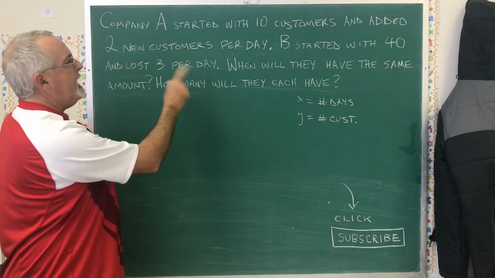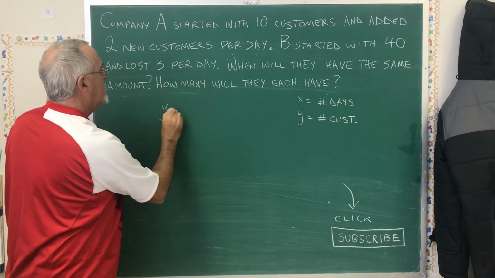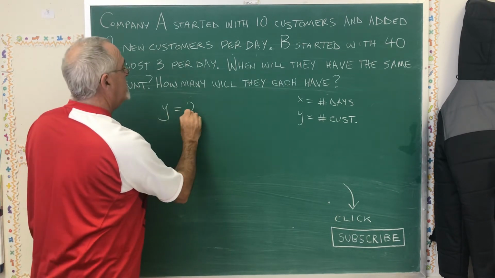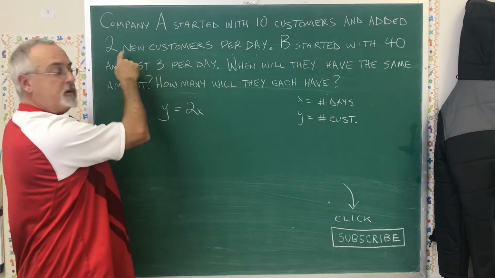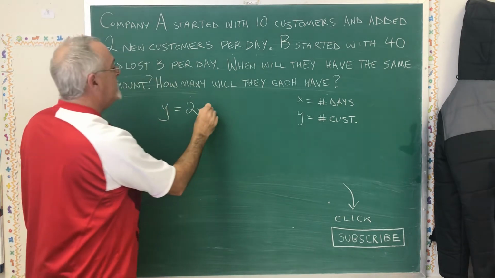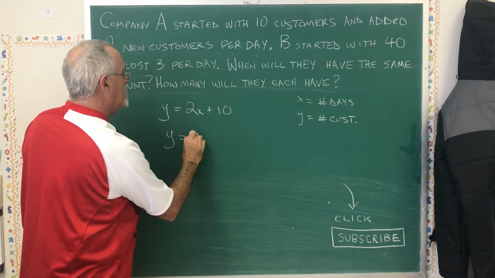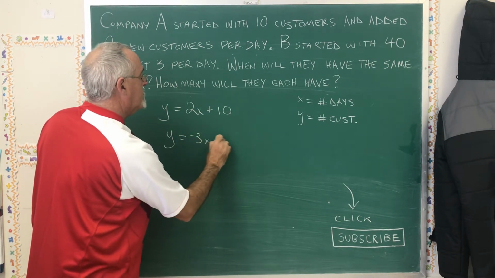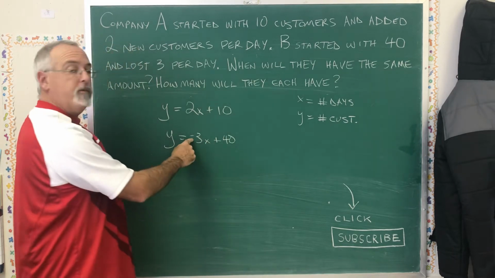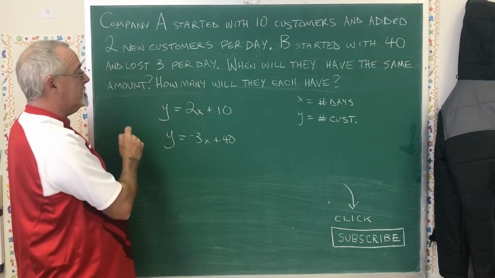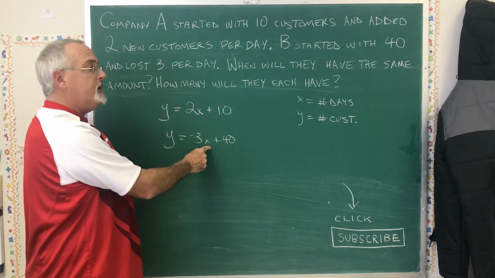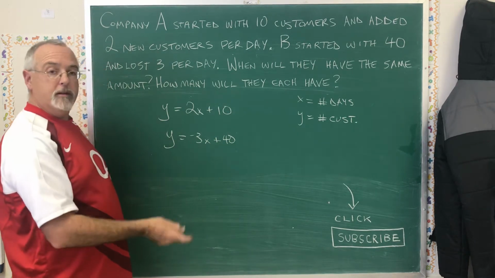The information for A tells me that y is equal to 2x, 2 new customers per day, times the number of days, plus the 10 they started with. B is y equals negative 3x plus 40. Negative 3, it's negative because they're losing customers, multiplied by the number of days, but we have to add the 40 that they started with.